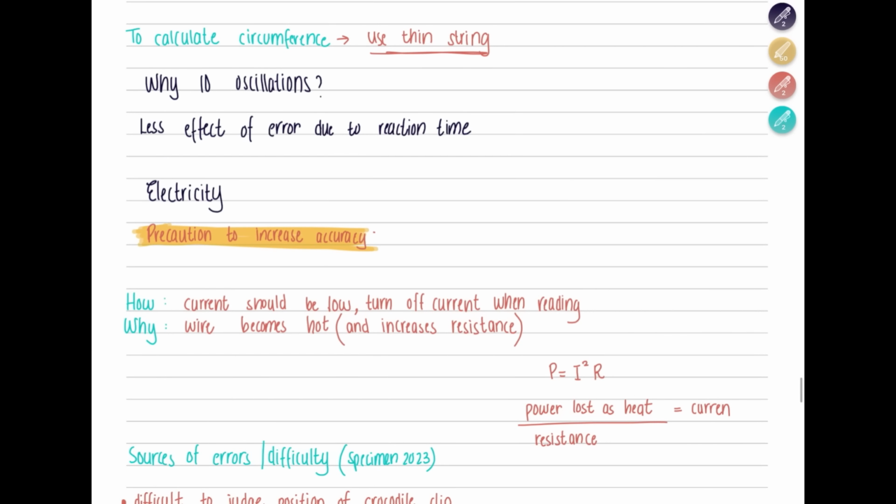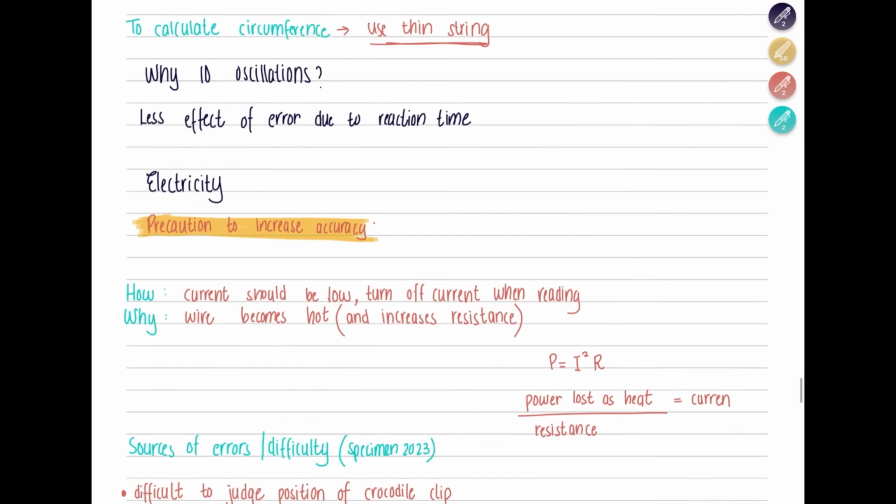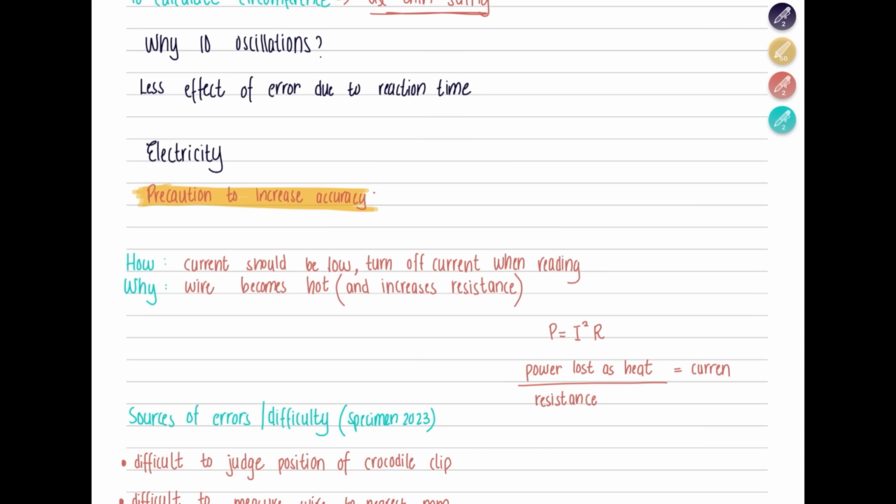Now, if you have an electricity experiment, one of the precautions that you can take is this: in electricity, the wire becomes hot, and this increases the resistance. When the wire is very hot, the atoms are vibrating so fast that the electrons cannot flow easily. There is increased resistance, and it can affect the result. So make sure that the current is low. Don't carry out the experiment with very high currents. Current should be low, and whenever you're taking the reading, turn off the current.